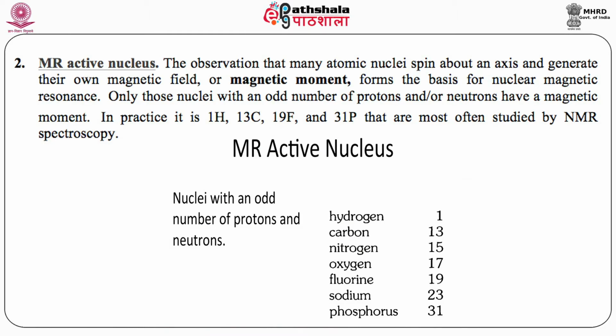Then what is the MR active nucleus? It is the observation that many atomic nuclei spin around their own axis, generating their own magnetic field or magnetic moment. This forms the basis for nuclear magnetic resonance. Only those nuclei with an odd number of protons or nucleons have a magnetic moment. In practice, it is hydrogen, carbon-13, fluorine-19 and phosphorus-31 that are most commonly studied by NMR spectroscopy.